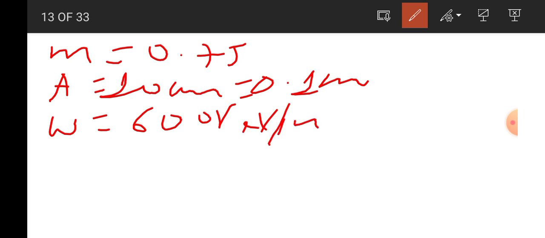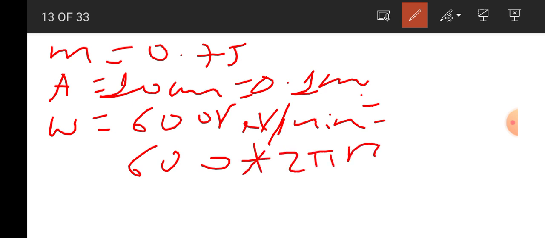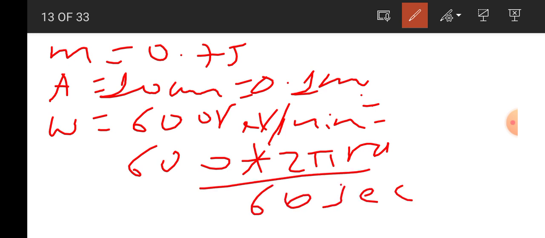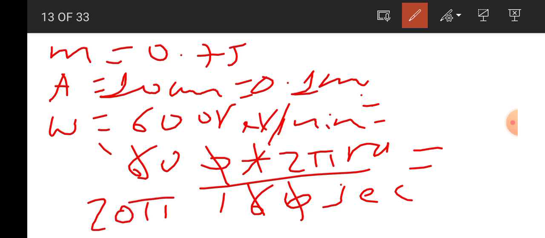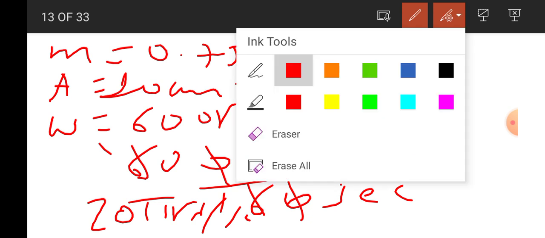600 revolution per minute means converting to rad, times 2 pi rad per minute, divided by 60 seconds, because 1 minute is 60 seconds. 0 is cancelled by 0, 1 by 6, this is also 1. Here we have 10, so this is equal to 20 pi rad per second. This is omega, 20 pi rad per second.